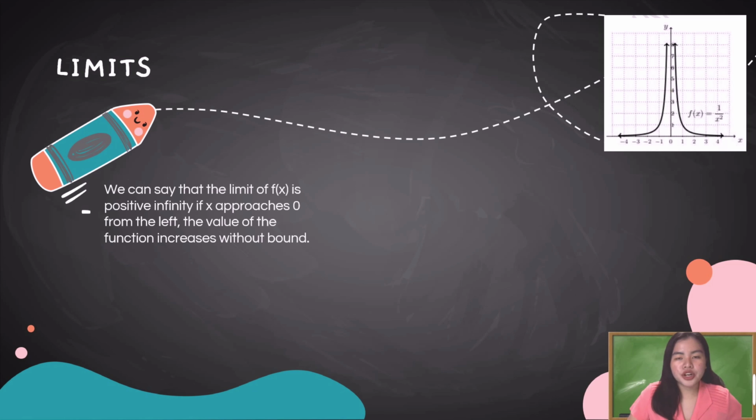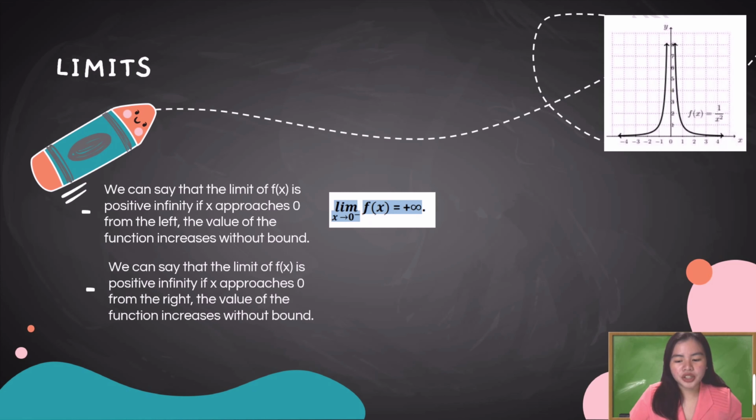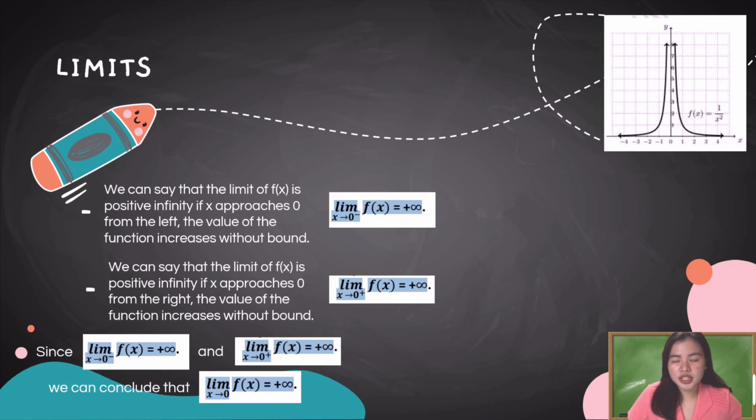So as x approaches 0 from the left, the value of the function increases without bound. When this happens, we can say that the limit of f of x as x approaches 0 from the left is positive infinity. In symbols, it will be, again, as x approaches 0 from the right, the value of the function increases without bound. So we can say that the limit of f of x as x approaches 0 from the right is positive infinity. In symbols, since both of them are equal to positive infinity, we can conclude that the limit of f of x as x approaches 0 is positive infinity.